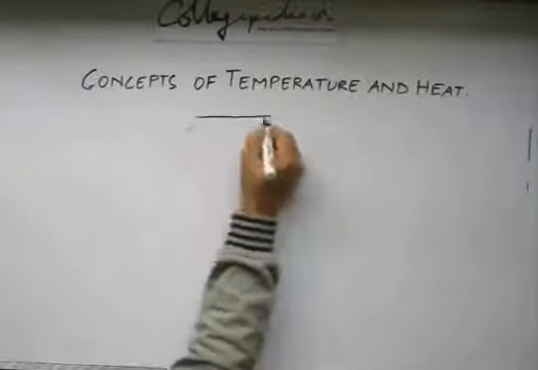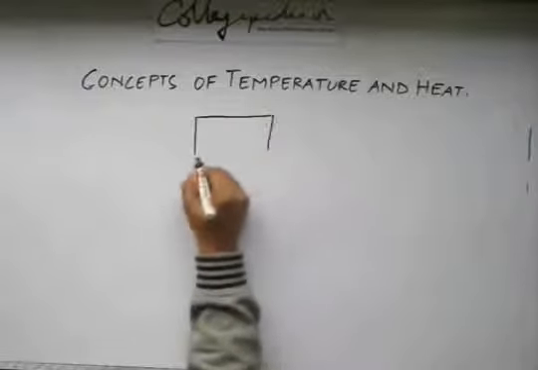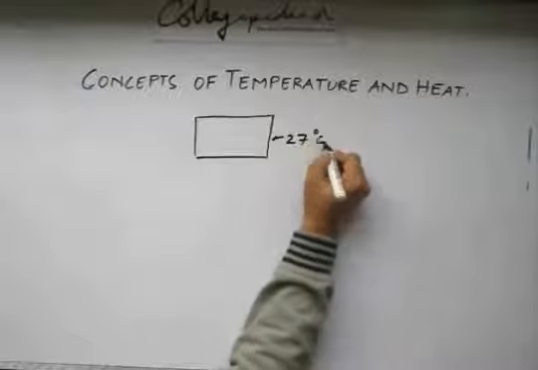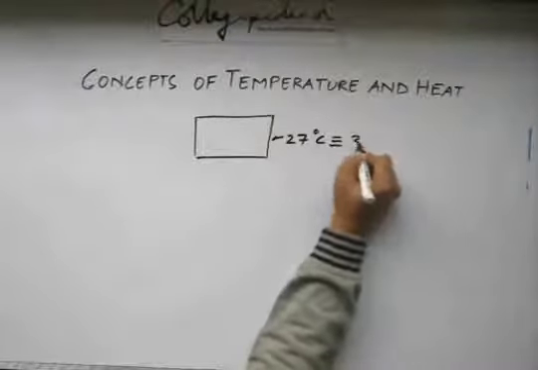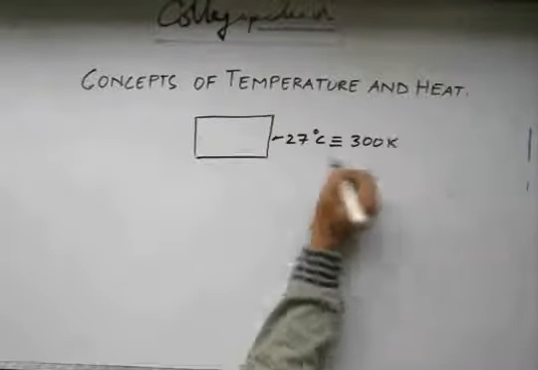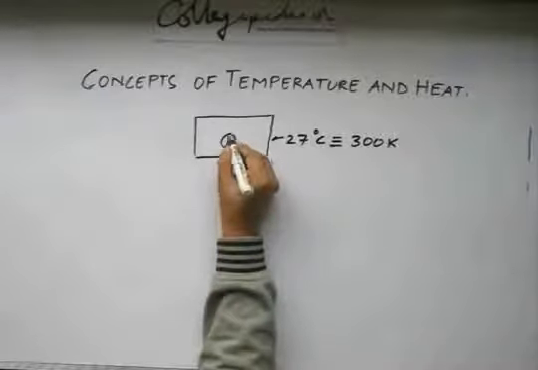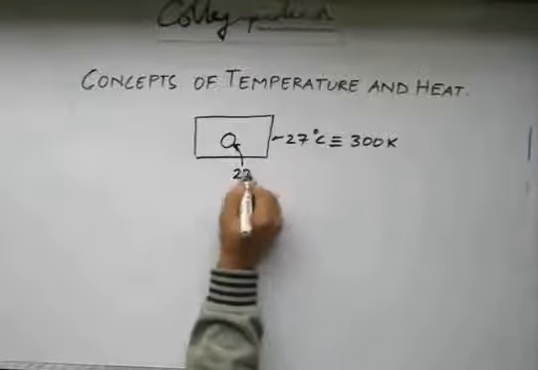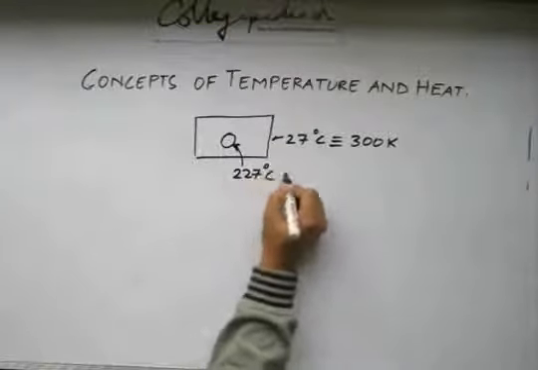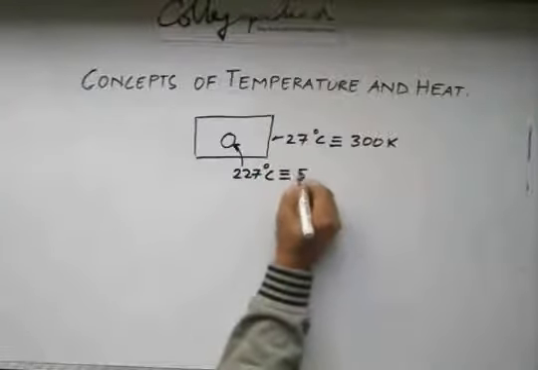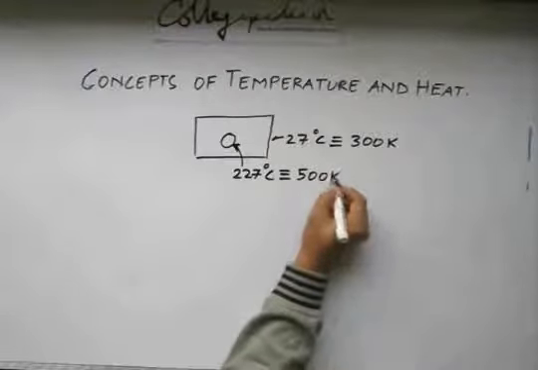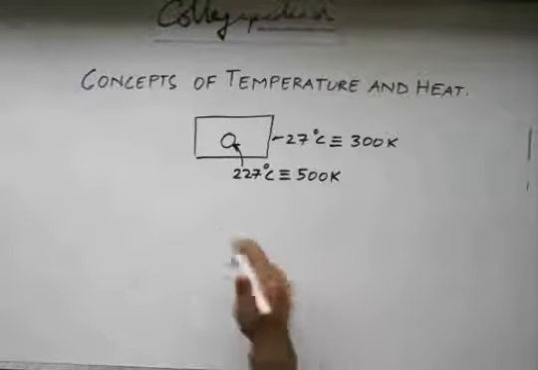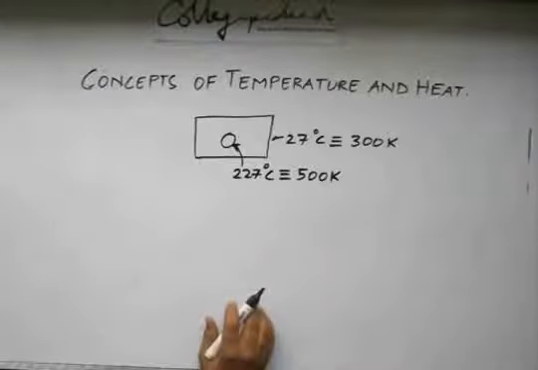We have this box and its walls are say at temperature 27 degrees Celsius, which is equivalent to 300 Kelvin. This sphere is inside this box. This is heated up to 227 degrees Celsius, which is equivalent to 500 Kelvin. And you are supposed to find out the maximum rate of temperature drop.